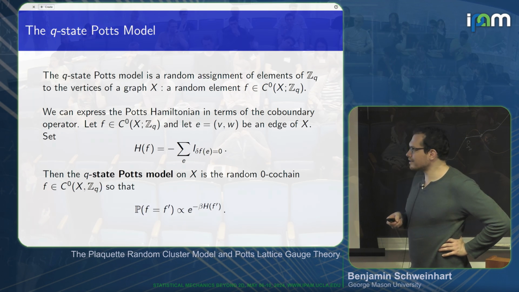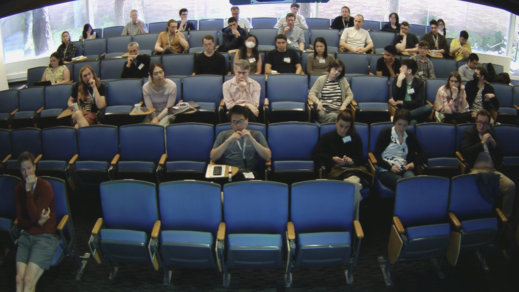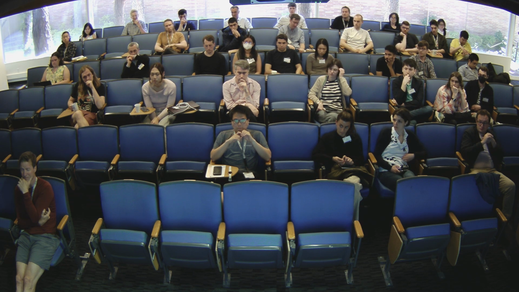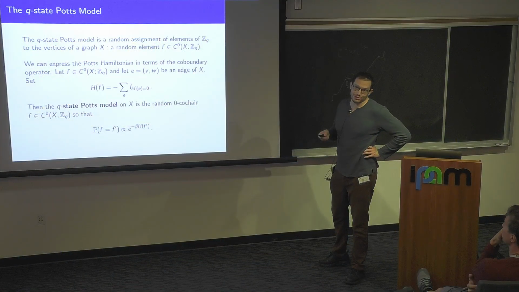In the previous slide, you wrote the coboundary in modulo 2 form. Now it will be modulo Q. Yes, that was just an example for ease. When you do ZQ, you need to worry about the orientation. That's the only real difference.